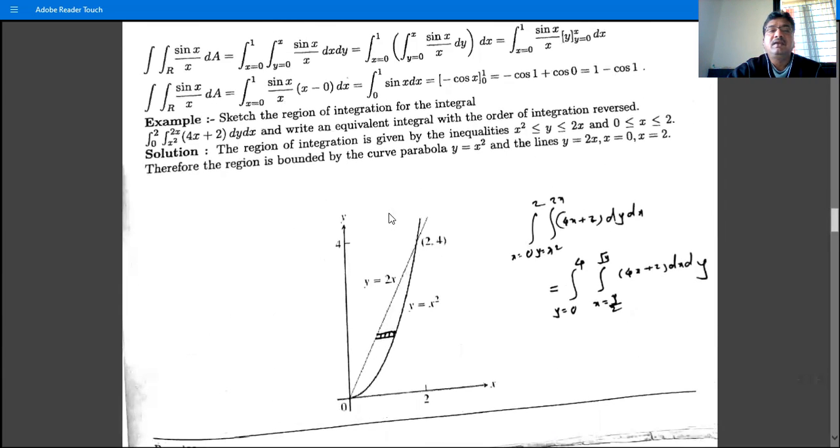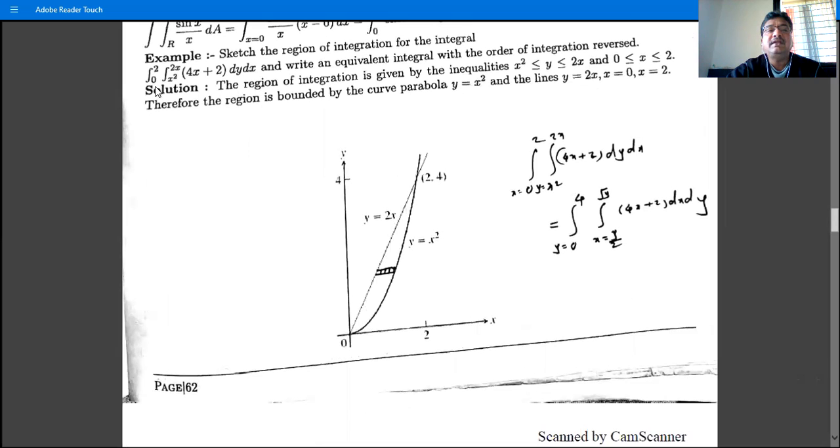And these are the limits on x. X is equal to 0 means the y-axis, and x is equal to 2 means this line, which is parallel to the y-axis and passes through the point 2, 4. So x is equal to 2 is the line. So the integral is from 0 to 2, y from x square to 2x, of (4x plus 2) dy dx.